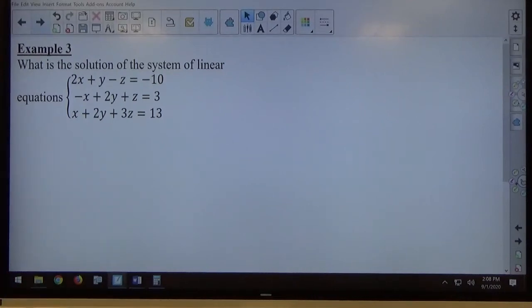All right, so example 3 on section 1.6. What is the solution of the system of linear equations 2x plus y minus z equals negative 10, negative x plus 2y plus z equals 3, and x plus 2y plus 3z equals 13?